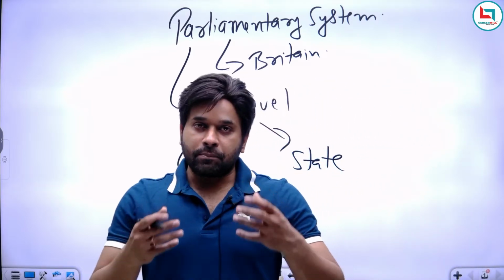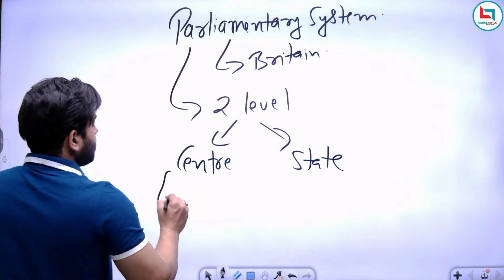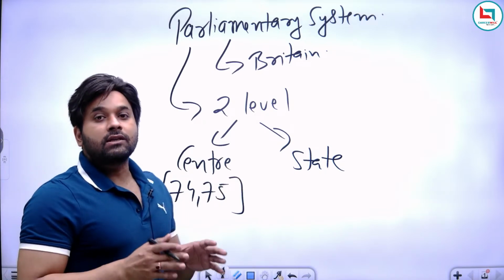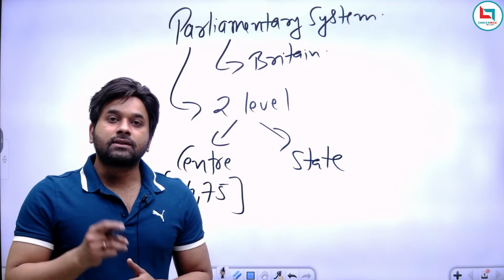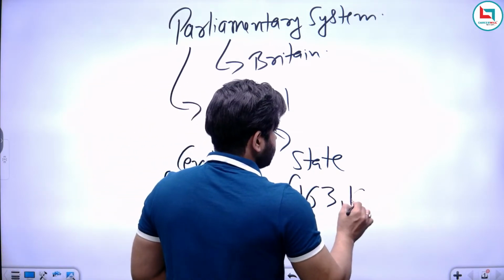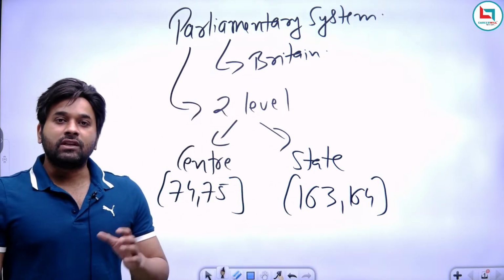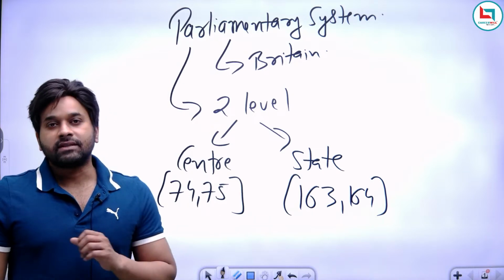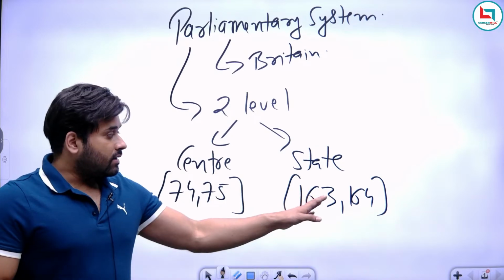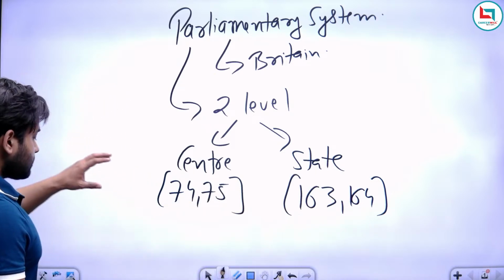Now, what is the proof that the parliamentary system is present at the level of state and center? In the center we have two articles, Article 74 and Article 75. These two articles are responsible for establishing the parliamentary system at the center, and for the states there are two other articles responsible for establishing the system in the state. Okay, moving ahead.